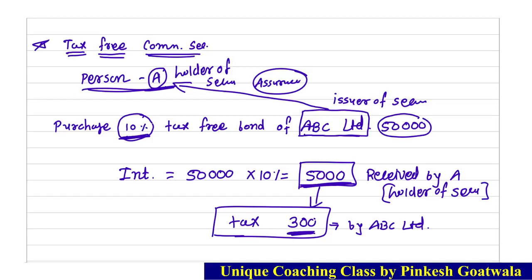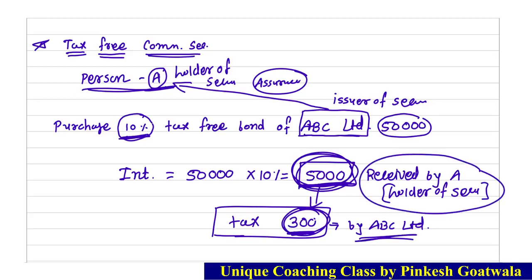So here indirectly this 5,000 is tax free for A. Okay, A માટે તો tax free થઈ ગયું because એનો જે પણ tax હતો, whatever tax on this 5,000, that was 300, was paid by ABC Limited and it was not charged to A. Okay, એના બદલે from the holder of that security, that tax was paid by whom? This authority who issued the security. Clear? So what is the difference in tax less and tax free?